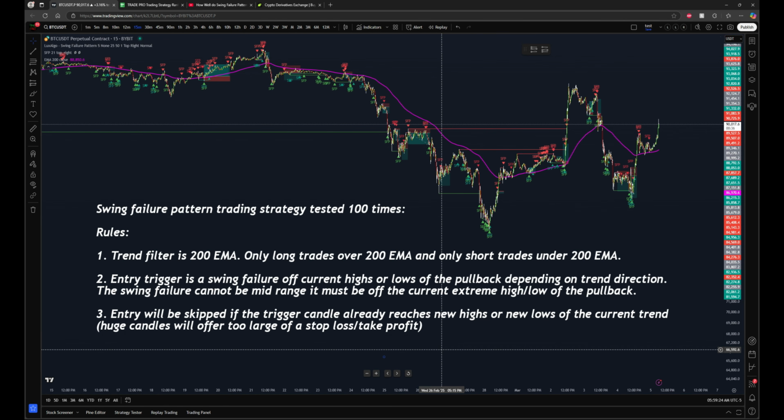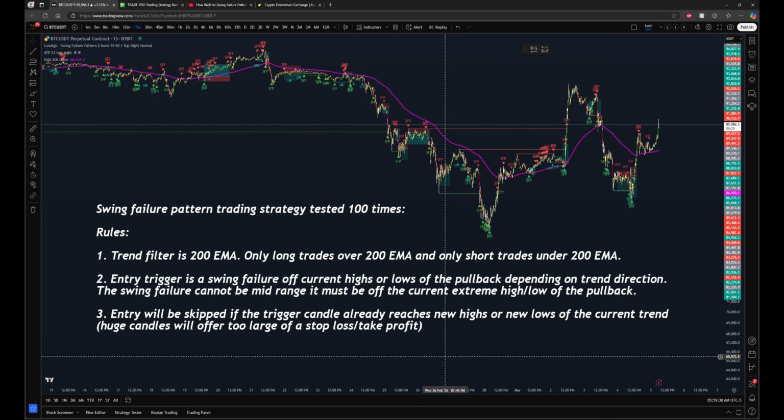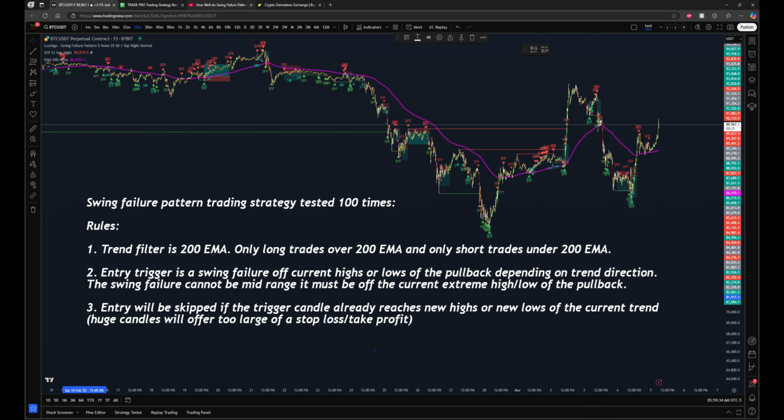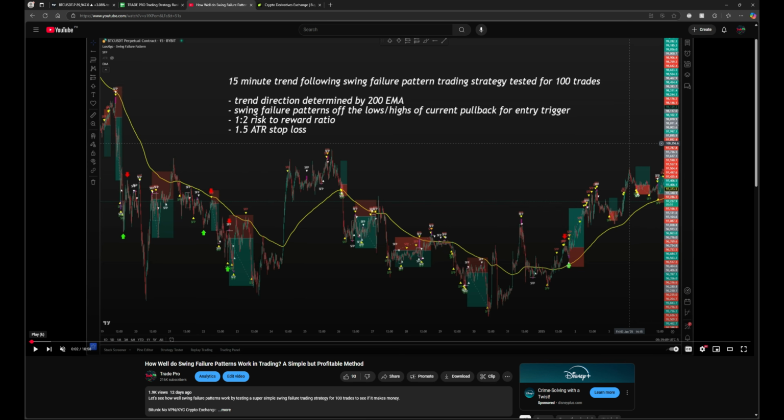Welcome. In this video, I'm backtesting this swing failure pattern trading strategy for 100 trades in a row. So let's cover what this strategy is and what's the difference between this strategy and my previous video testing swing failure pattern. So we are now changing the stop loss method.